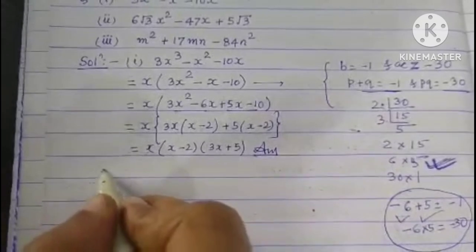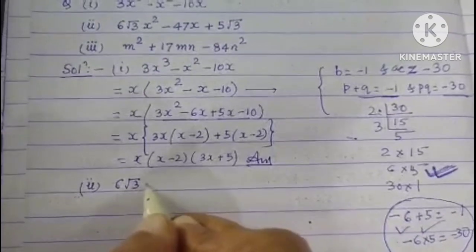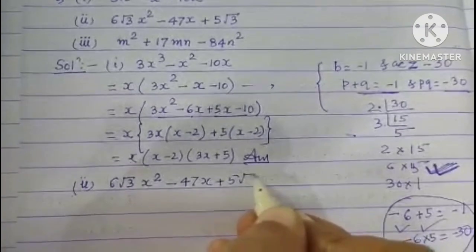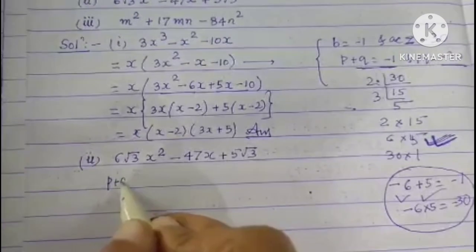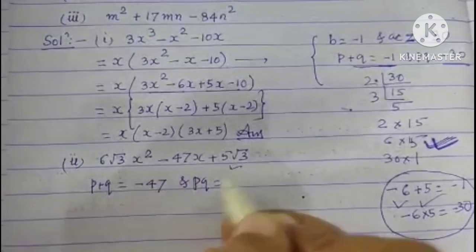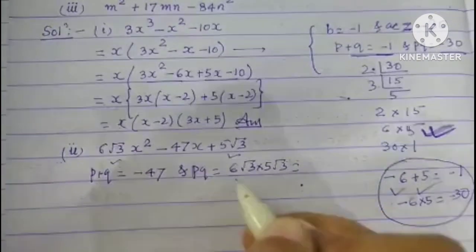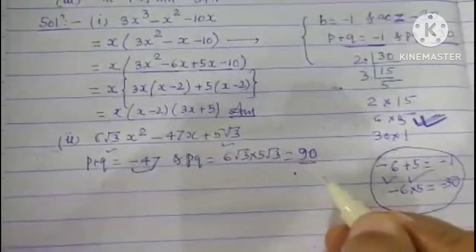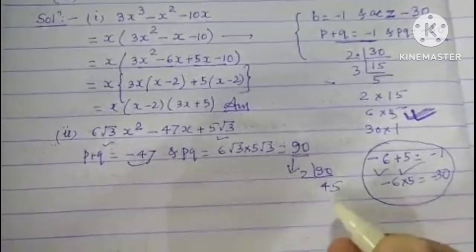Now let us see the second one. The second one was 6 root 3 x square minus 47x plus 5 root 3. So here we have to find p and q such that p plus q is equal to minus 47, I am writing directly, and pq is equal to 5 root 3 into 6 root 3. 6 root 3 into 5 root 3 is equal to 90. Minus 47 and 90. So we need to focus here. 90, 2 into 45 is 90, and from here only we get the answer.